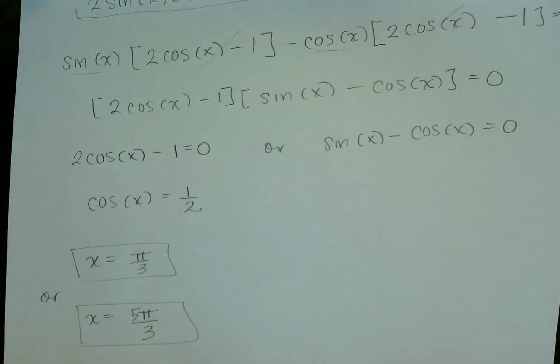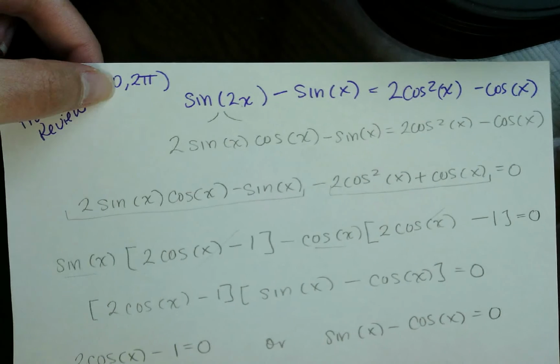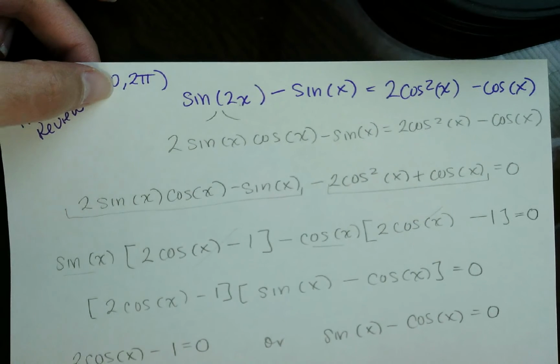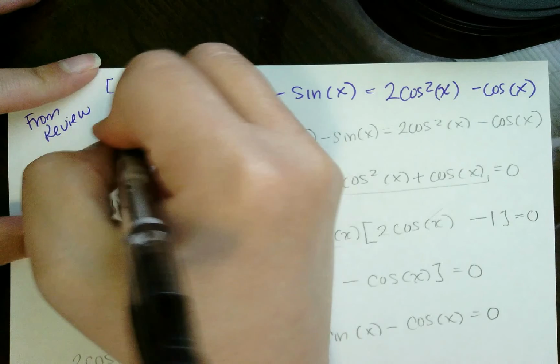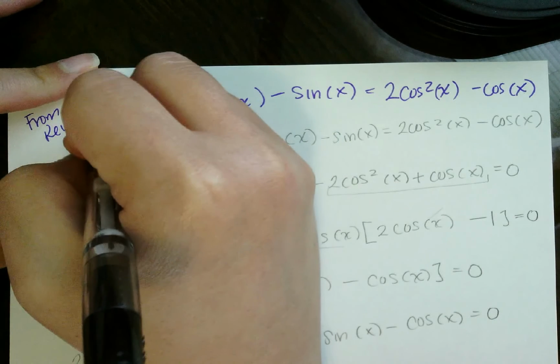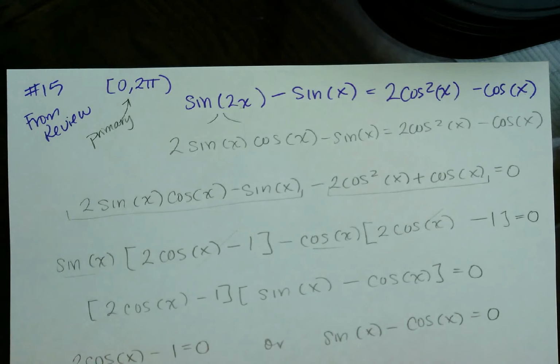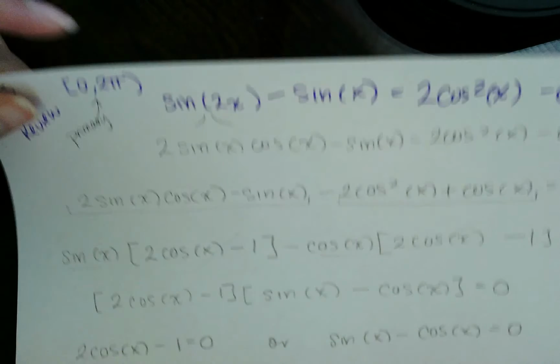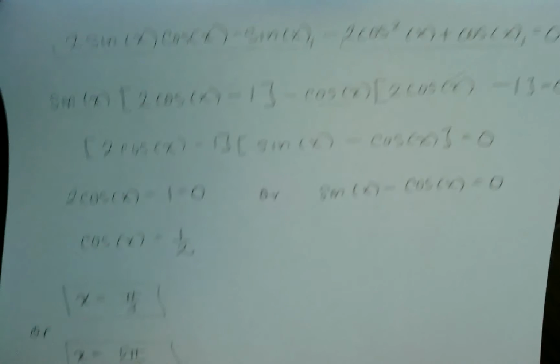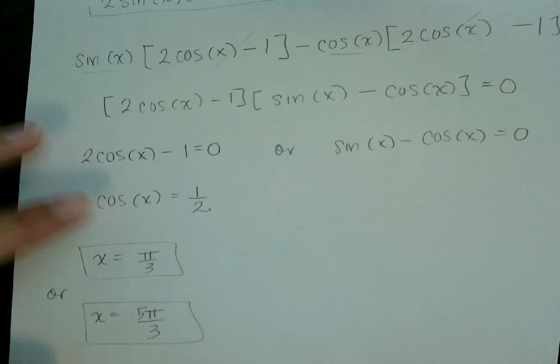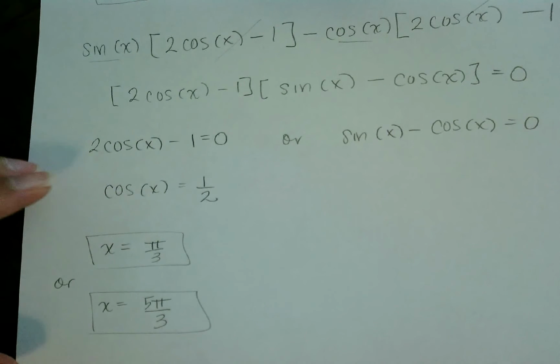This was asking for all solutions, and then the rest of the directions said from 0 to 2 pi. So that's just primary. It said all solutions on the interval 0 to 2 pi. I didn't finish reading directions when I was writing it out. But if it was for real all, then the pi plus 2 pi would come.